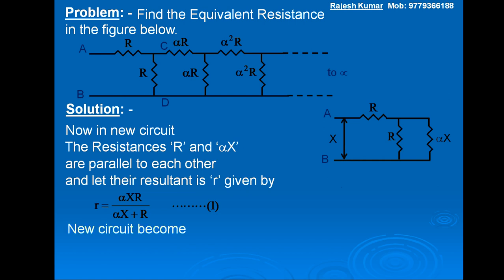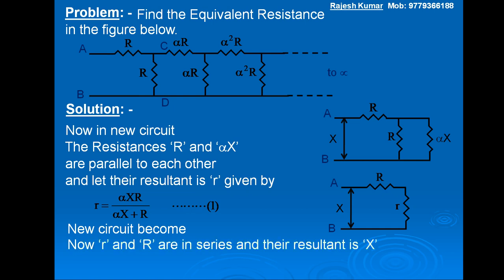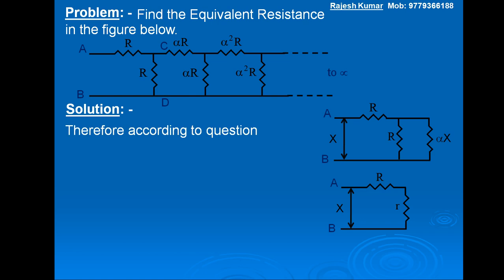Now the circuit becomes like this. Now there are two resistances, capital R and small r, between A and B, and the equivalent resistance is the same X, which we have to find. Now small r and capital R are in series and their resultant is capital X. Therefore, according to the question, small r plus capital R must be equal to capital X.